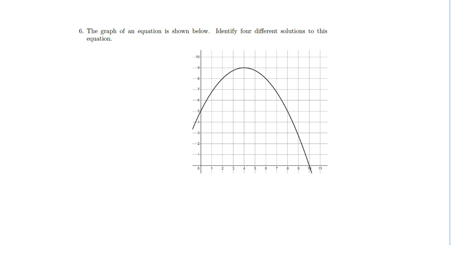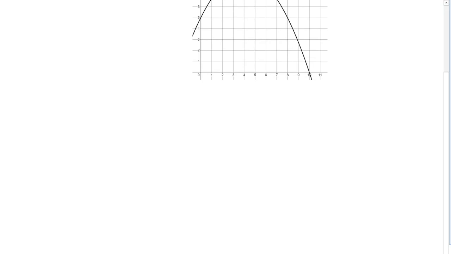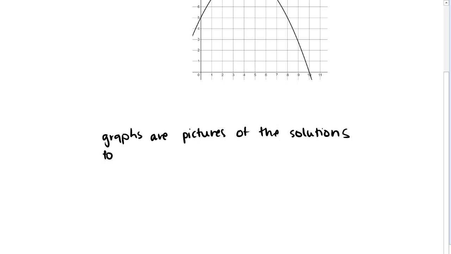So let's look at this next example. It says the graph of an equation is shown below, and we want to identify 4 different solutions to this equation. We're not given this equation, and we're not meant to figure this out, but we're told a really valuable piece of information: the graph of this equation is shown below. What this question is really trying to get at is, do you know the relationship between equations and graphs? The big relationship is that graphs are pictures of the solutions to equations.